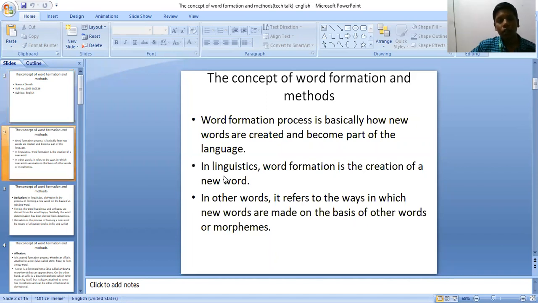Word formation process is basically how new words are created and become part of the language. In linguistics, word formation is the creation of the new word. In other words, it refers to the ways in which new words are made on the basis of other words or morphemes.